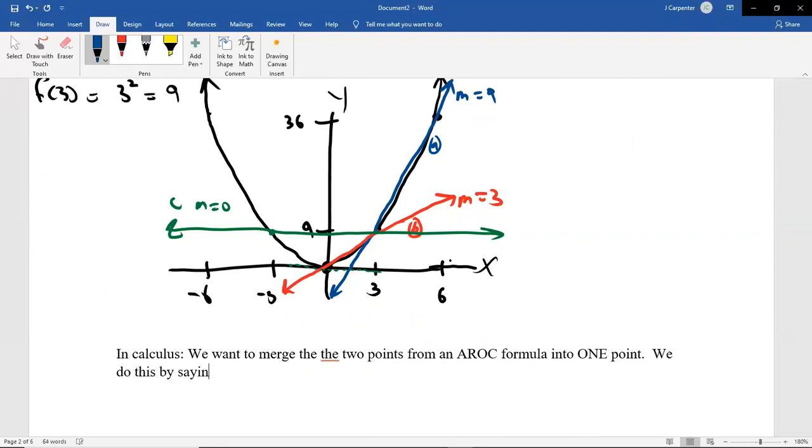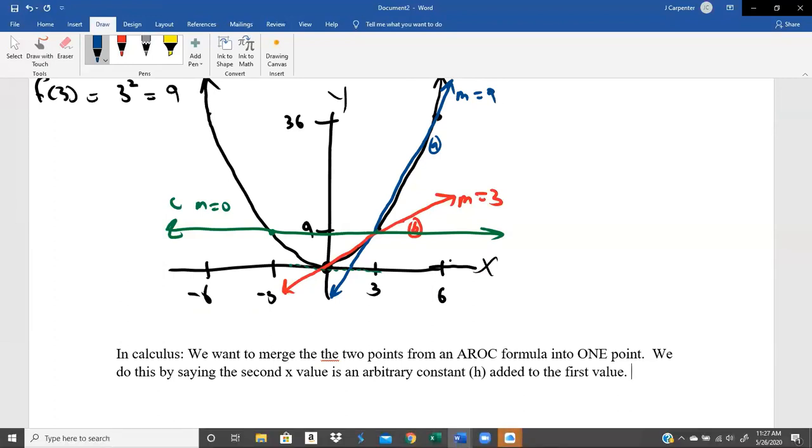We do this by saying the second x value is an arbitrary constant, which we label as h, added to the first value. So in other words, when I talk about the x value 6 in comparison to the x value 3, 6 is 3 plus 3. So I could say that h is 3. If I wanted to talk about 7 in comparison to 3, then the h would be 4. If I wanted to talk about the value of 3.5, that would be an h value of 0.5. It's just the difference between the 2 points.